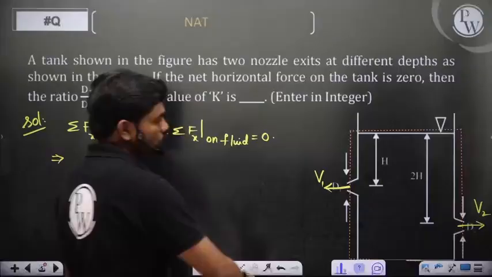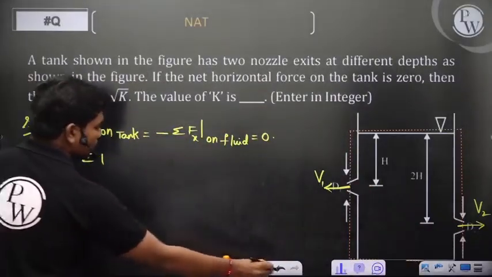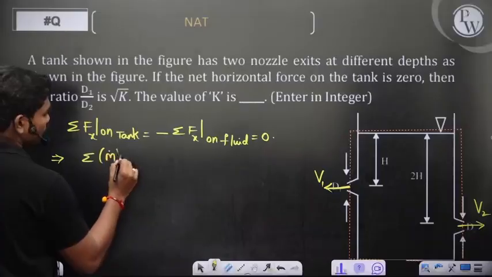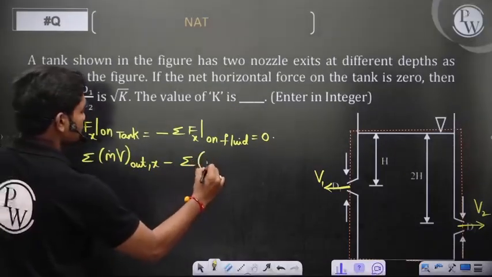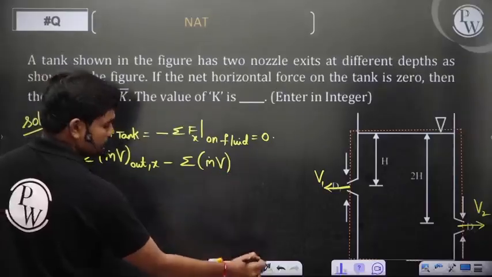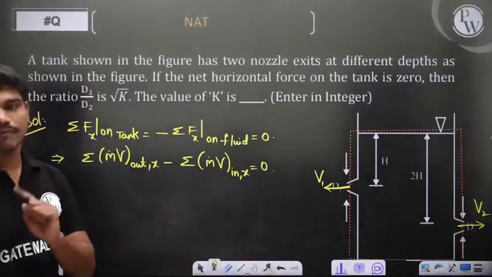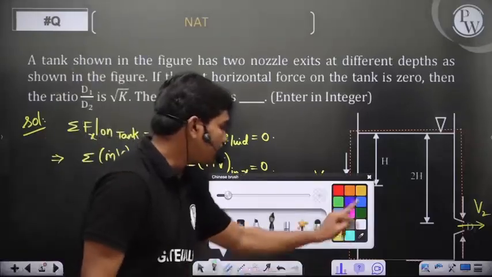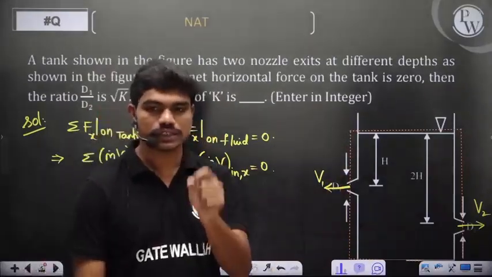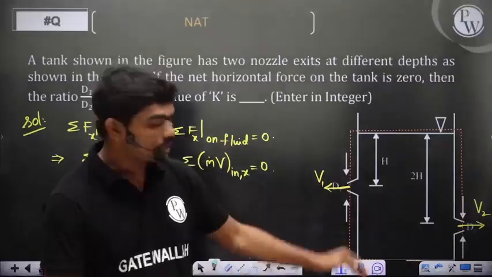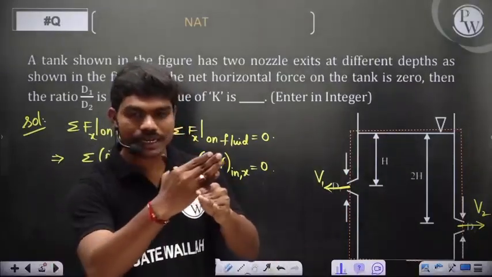Let's see. So the fluid, this is equal to the momentum change: summation m dot v out in the x direction minus summation m dot v inlet in the x direction is equal to 0. Now tell me something, for this control volume, at any point on the control surface, is there any fluid inlet? At any point on this control surface, is there any point where fluid is cutting and going inside?